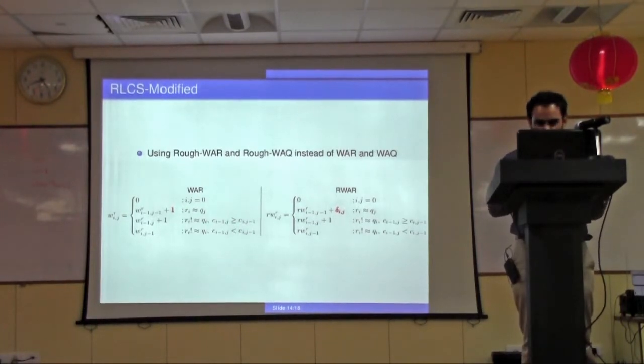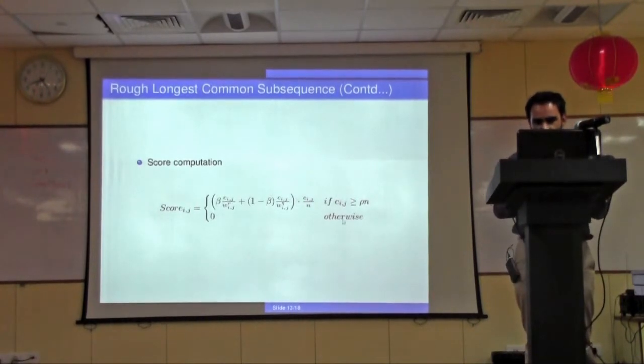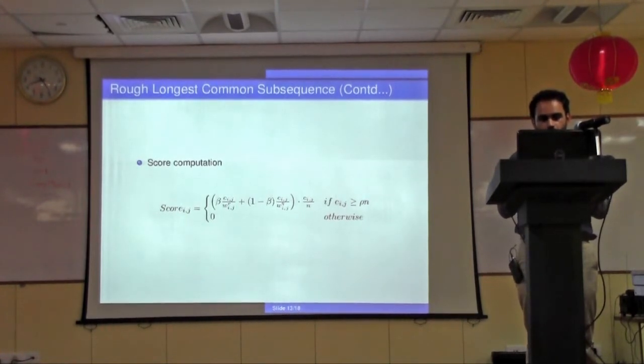There are other issues with the RLCS also. Here the rho parameter tells us, let's say rho is 0.8, that we want the rough length to be greater than 80% of the length of the query. But we don't know what rough length means because it depends on the increment delta, which depends on how similar the symbols we are trying to match are. So it's not clear how to tune this rho parameter.